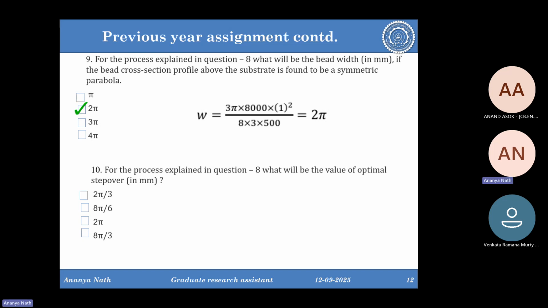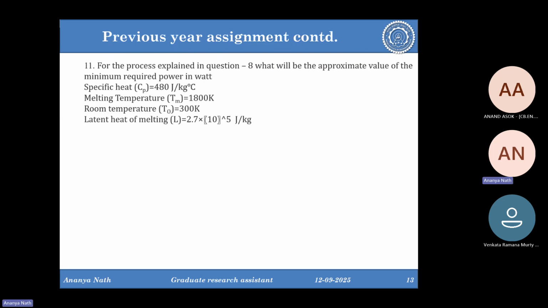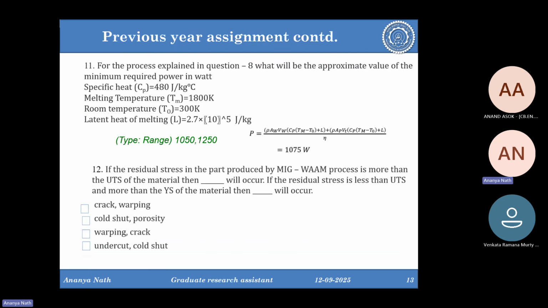For the process explained in equation 8, what will be the optimal step over? Same, 4 pi by 3 using the 2 by 3 width formula. So it's 8 by 6, that means 4 by 3. For the process explained in 8, these are the specific heat and all. The same formula with the efficiency and the power that is going to the base plate for penetration depth, and that is going to the bead. To have the bead height, we add it, and we get the power that is needed. So a range is given. If you are marking a value within the range, you are good to get the marks.